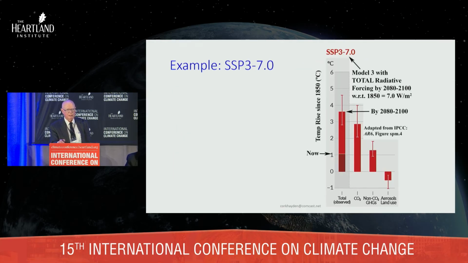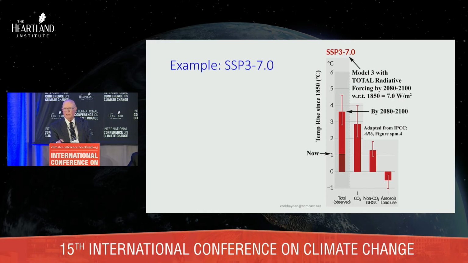Okay, now we'll take a look at SSP 3-7.0, which was the 4th graph over that you saw on the right there. Up at the top, SSP 3-7.0, the Model 3, that's SSP 3, with the total radiative forcing by 2080 to 2100, with respect to 1850, is 7 watts per square meter.